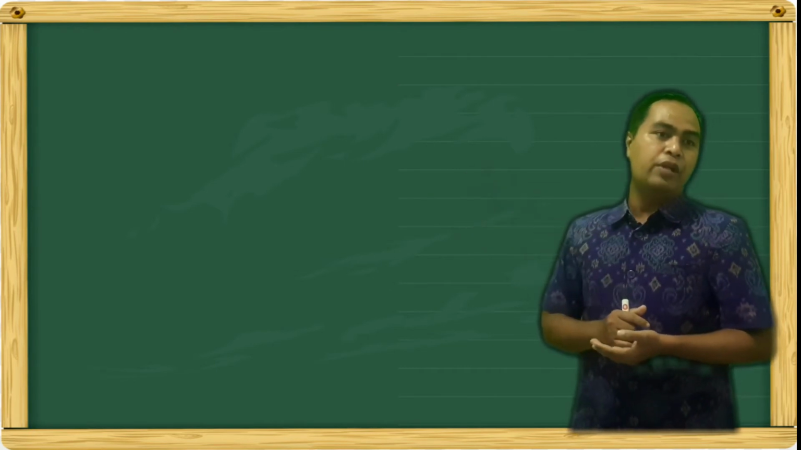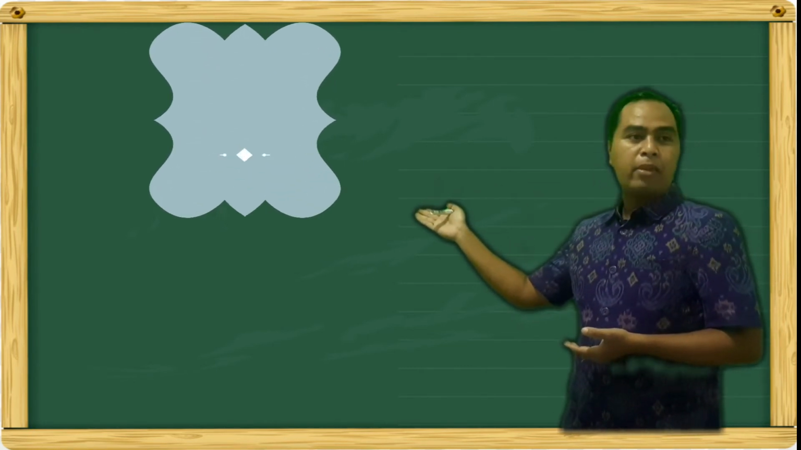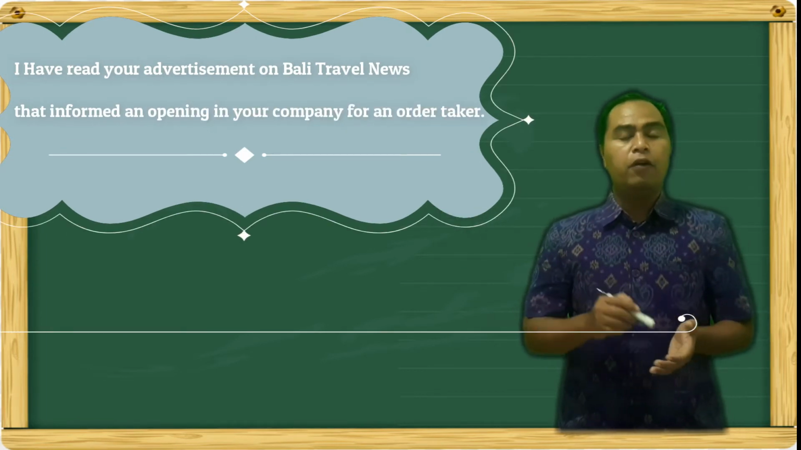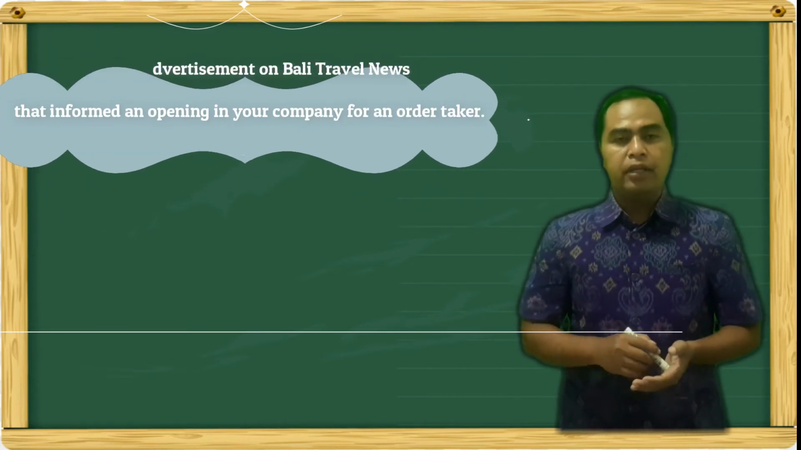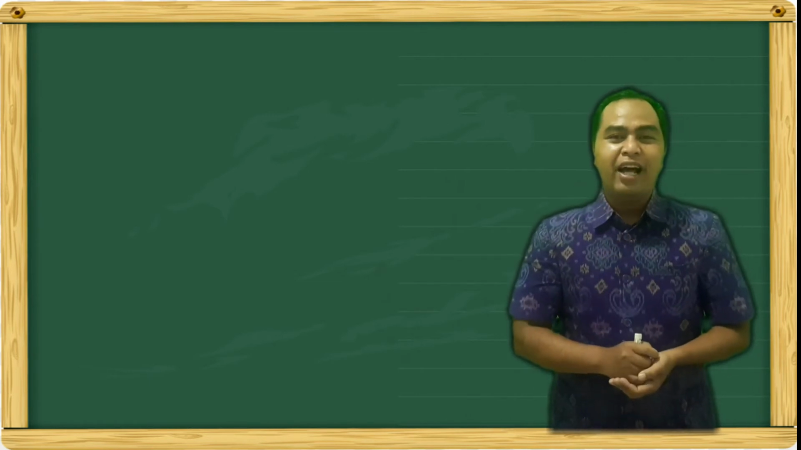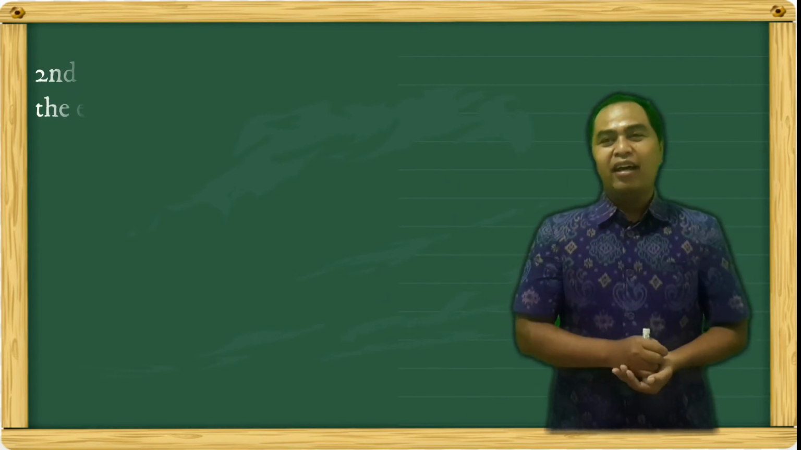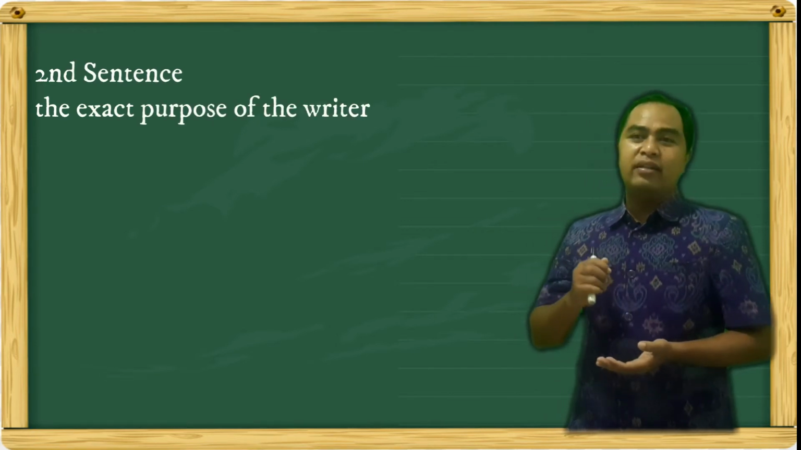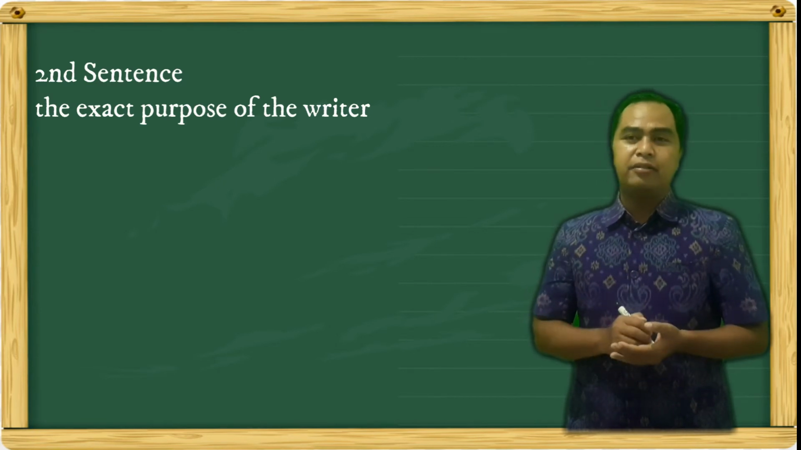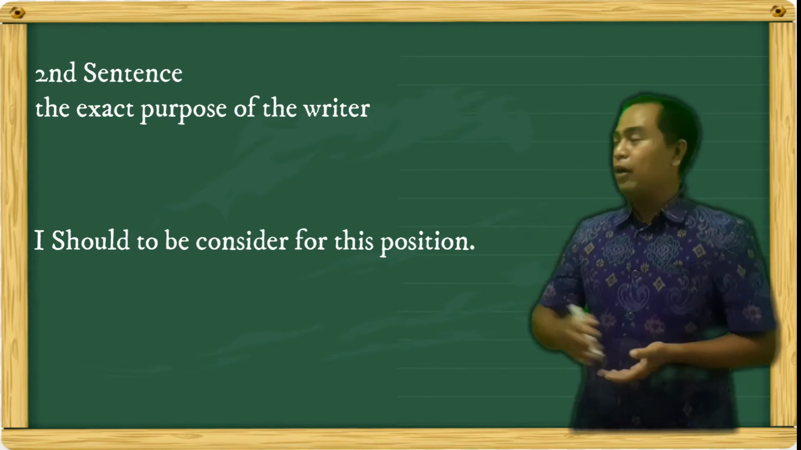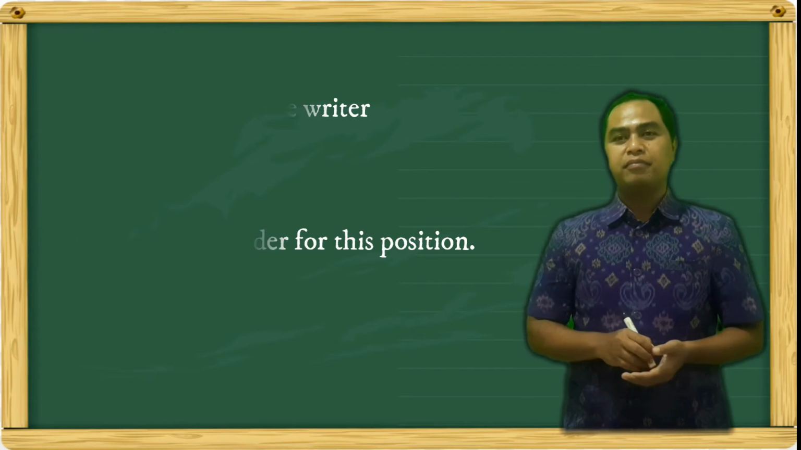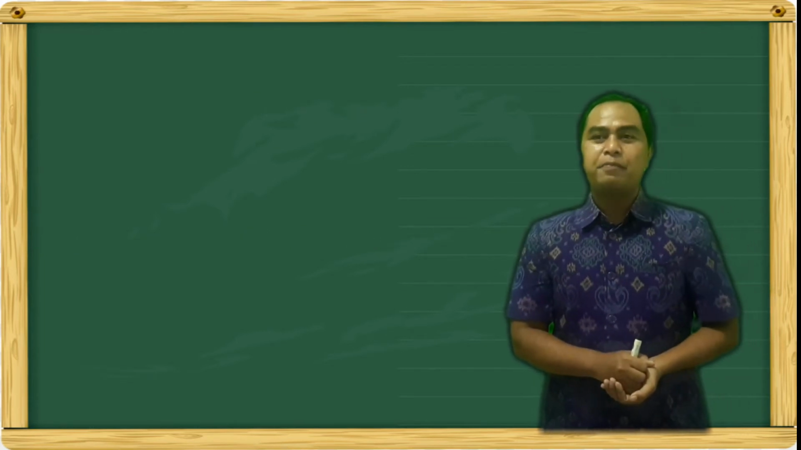Now I will give you the example. I have read your advertisement in Bali Travel News that informs of an opening in your company for an order taker. Still in the first paragraph, now we go to the second sentence. In the second sentence, you must write the exact purpose of your letter. Here you can write, I would like to be considered for this position. That's the first paragraph.